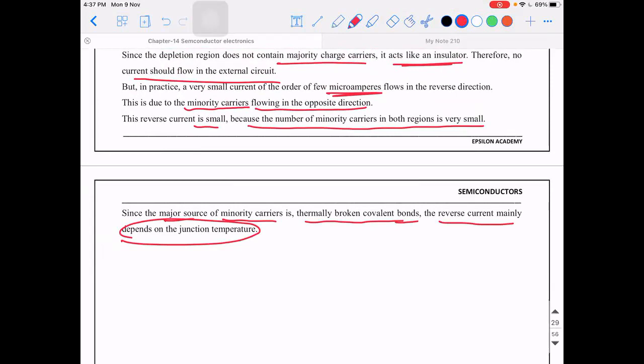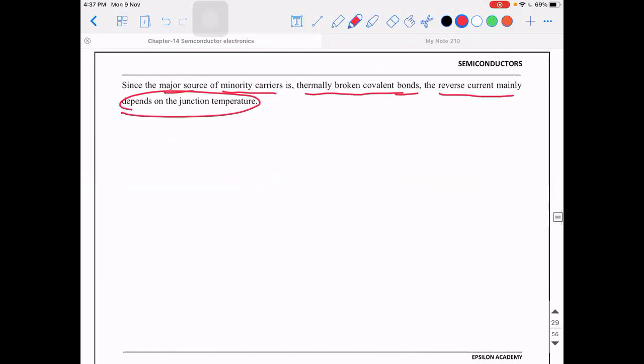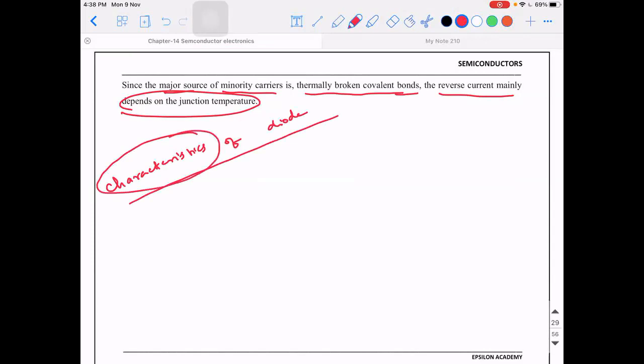Based on whatever story we discussed till now, we will be understanding a concept called the characteristics of a diode. In physics, again, you will see this word characteristics. Characteristics means variation of one physical quantity with respect to another. I have already discussed this in dual nature of matter and radiation, where we saw the characteristics of photoelectric current. Here we are going to speak about the characteristics of a diode.